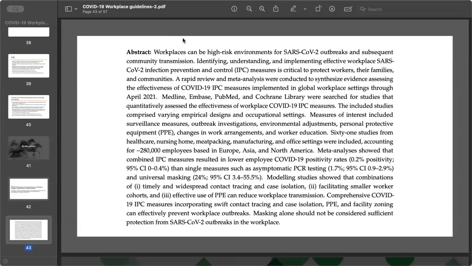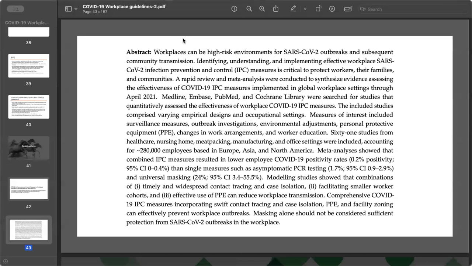Meta-analysis shows that combined IPC measures resulted in lower employee COVID-19 positivity rate than single measures such as asymptomatic PCR testing, 1.7%, 95% CI 0.9 to 2.9%.